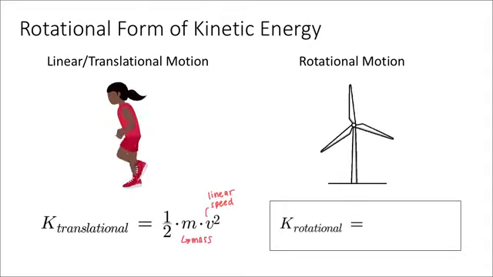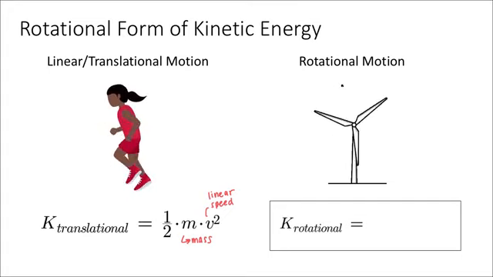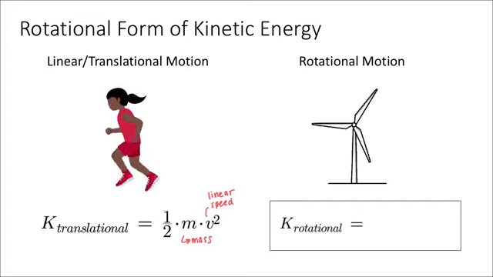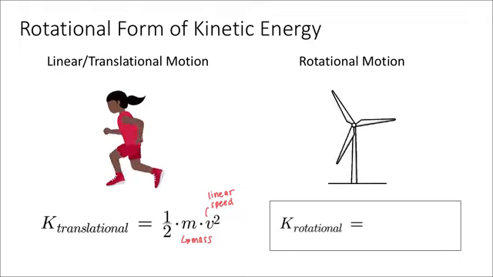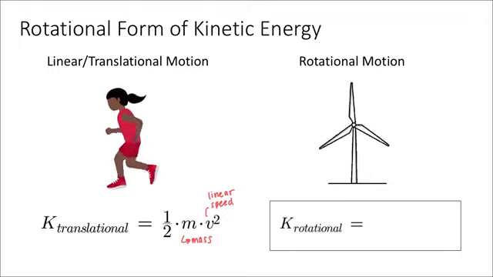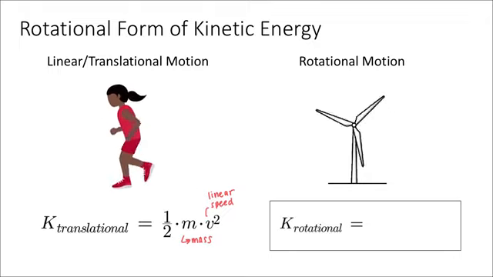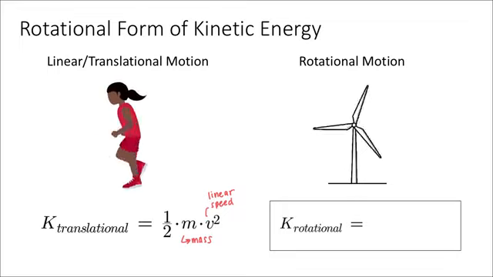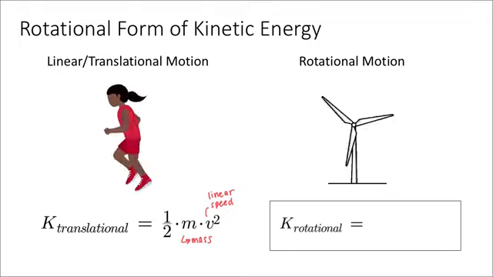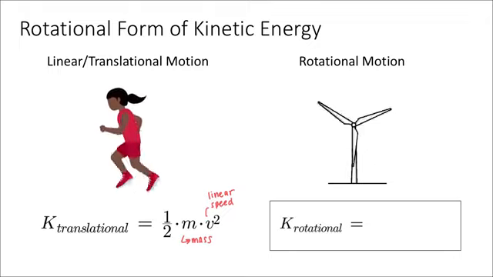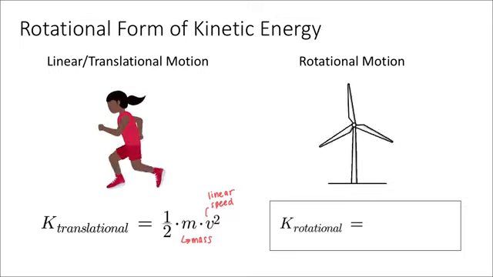But what about objects that are rotating? They're moving too, aren't they? So it would make sense that objects that rotate also have some form of kinetic energy. But for objects undergoing purely rotational motion, for example, like this wind turbine right here, it doesn't really make a whole lot of sense to talk about translational kinetic energy. And so we have to define a new term of rotational kinetic energy.